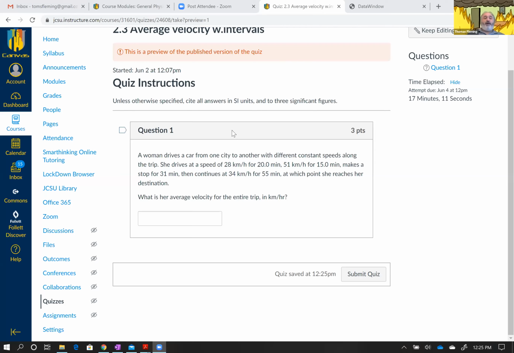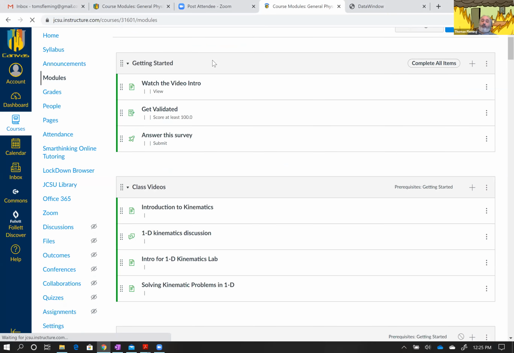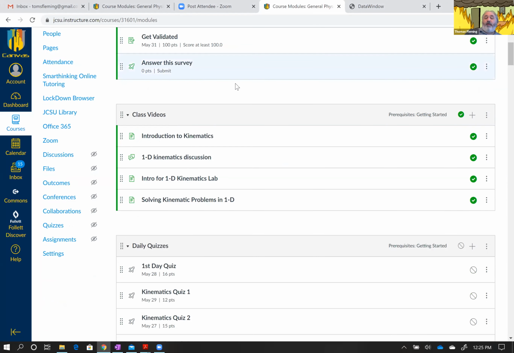I'm glad that you asked that question, because here's what happens. Let's go to screen share. So here's Canvas. This is what Canvas looks like. Go to modules, right? And this is how things are sort of organized. You can see these are the getting started things. Make sure you've done all of those. If you haven't, you didn't unlock stuff. Here's the class videos and the ones from yesterday.